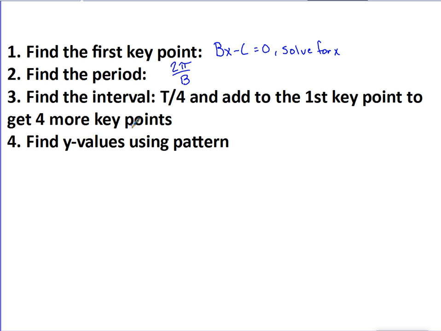Then the last step is to find the y values using the pattern, and here's the part that's a little bit different. For cosine, our pattern was 1, 0, negative 1, 0, 1. So same numbers as sine, they just go in a different order. We're starting at 1 instead of starting at 0 for the y values. So the first 3 steps are exactly the same, and the only thing that's different is the parent function y values.